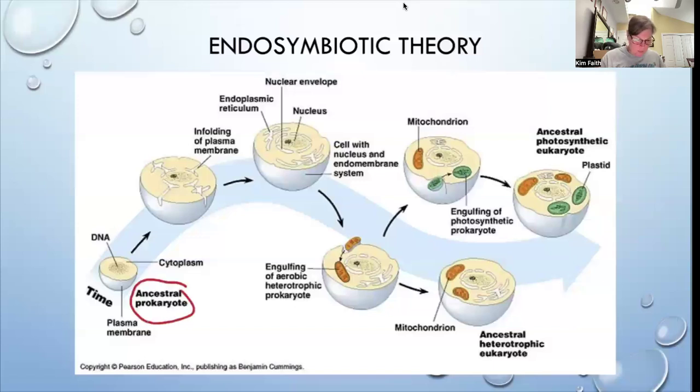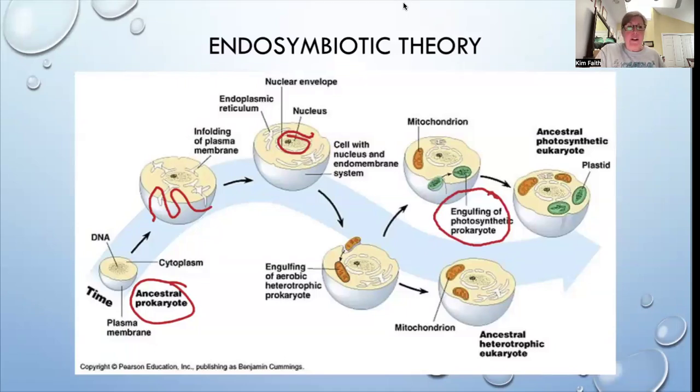Here is our ancestral prokaryote. You can see the DNA in there, the cytoplasm, which is the region around the DNA, and the cell membrane or plasma membrane. We start getting infolding of the membrane to give us some of those structures, that endoplasmic reticulum, our nucleus. So now our DNA is getting protected. And then these guys right here are causing a problem.